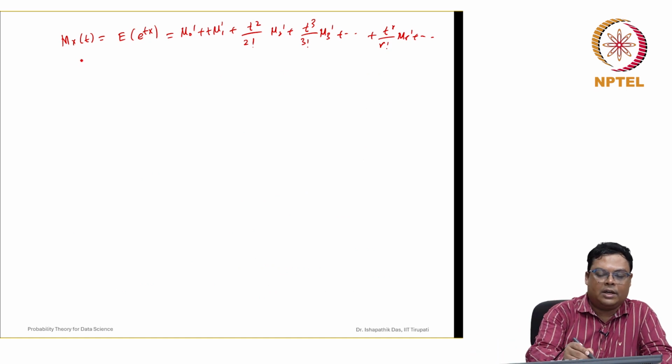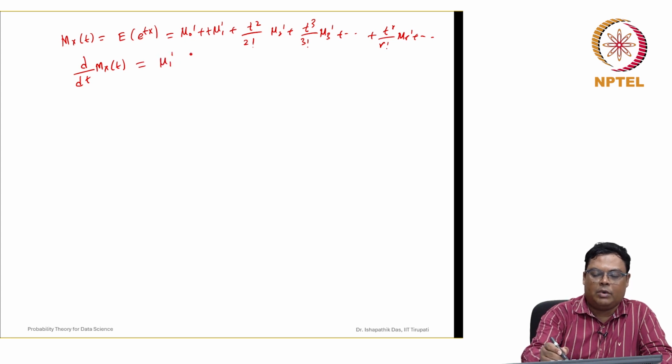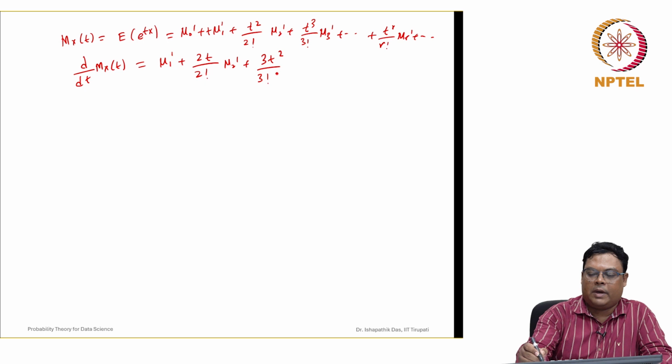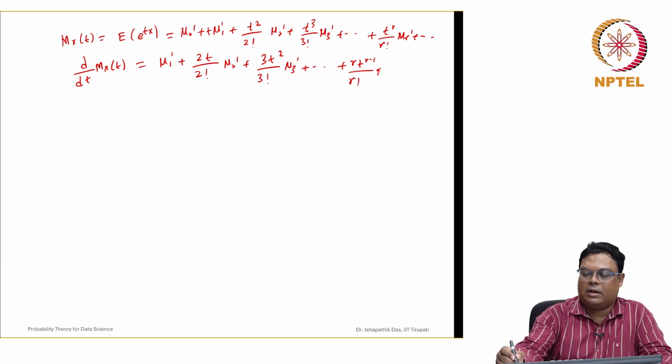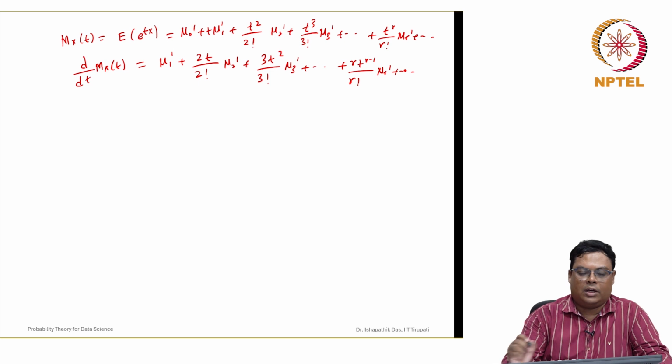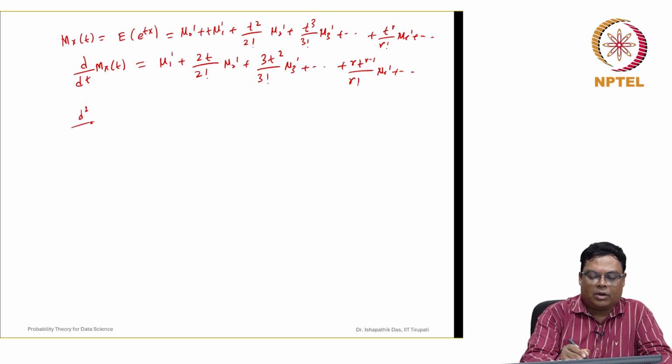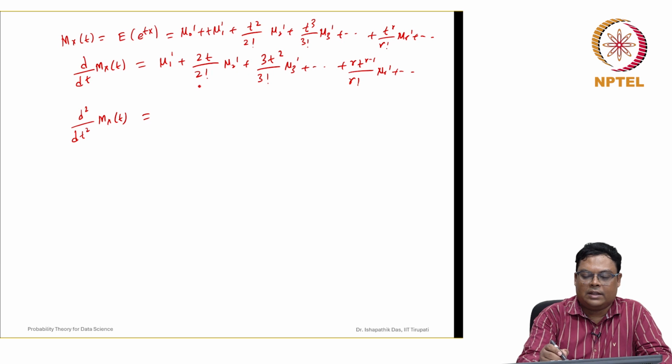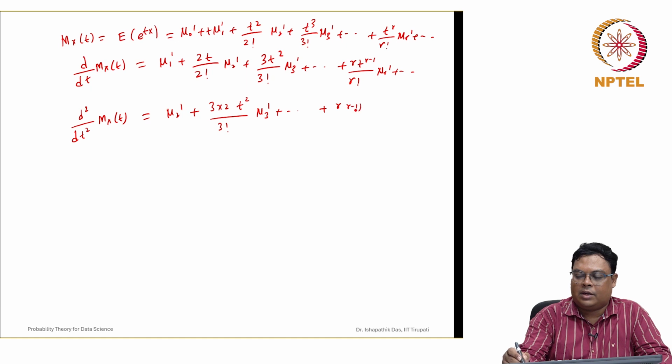Now if you take the first derivative d/dt of M_X(t), this is a constant, and with respect to t we get μ1' plus 2t/2!·μ2', then 3t²/3!·μ3', like this, r·t^(r-1)/r!·μr'. So now if you take the second derivative, d²/dt² of M_X(t), this is a constant again, and the 2 cancels, so this is μ2' plus 3·2·t/3!·μ3', like this, plus r(r-1)·t^(r-2)/r!·μr'.